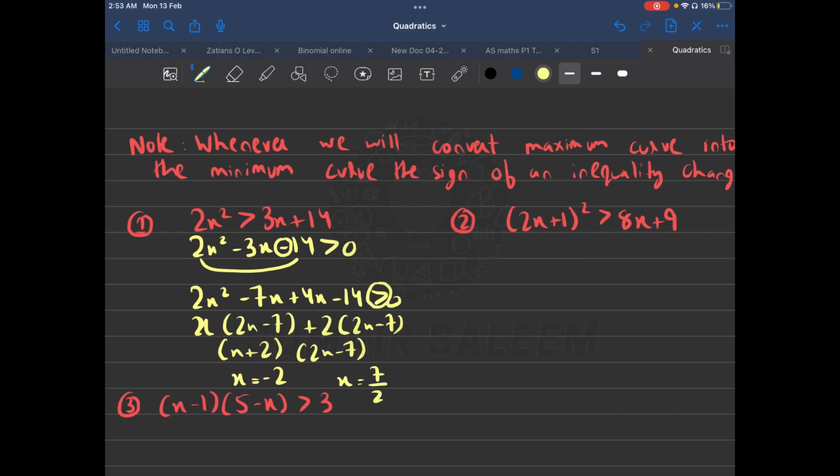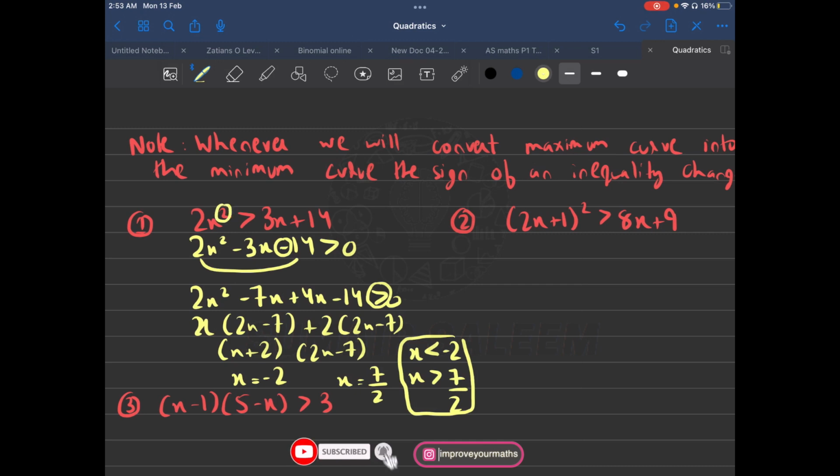Now what's the sign? Greater. So in greater, what did I teach you? Less than the smaller value and greater than the bigger value. In what? Quadratic inequalities, which have power 2. Got this? Let's do two more examples.